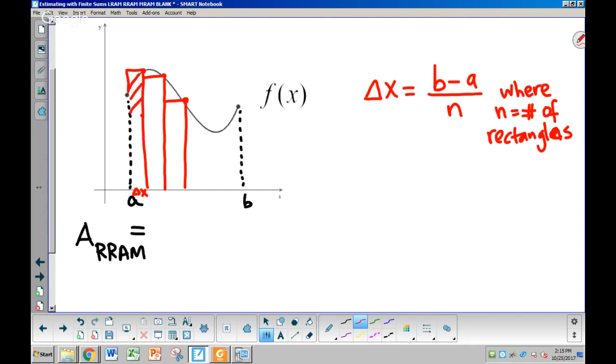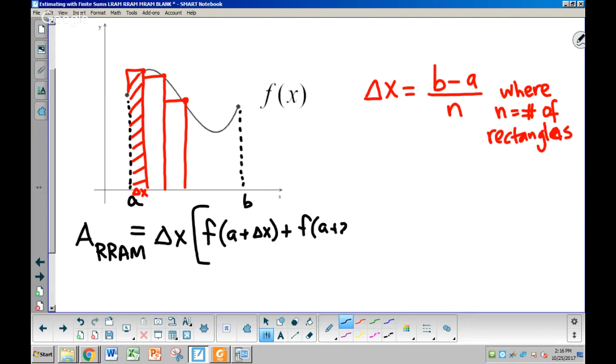So what would this first value be? The width is going to be delta x, right? So every rectangle is going to have a delta x attached to it. What's the first height going to be? It's not f of a. Yes, f of a plus delta x. Good. Plus, what's the next height going to be? Oh, yes. F of a plus 2 delta x.